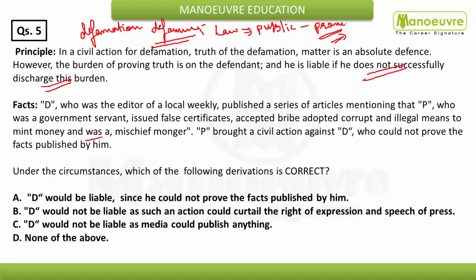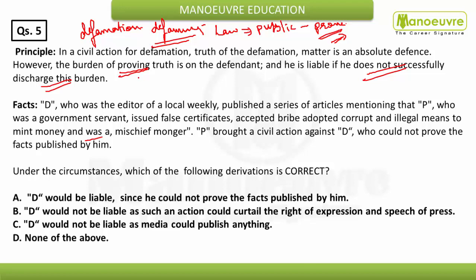Discharge this burden, which burden guys? To prove. Okay, so for example, if you are saying that X person, who might be a minister, is taking a bribe, and you put this in a newspaper, and afterwards when that minister is suing you, and if you cannot prove the charges you have made against him, then you are in trouble. So defamation is always something that has to be public and it has to be proved.